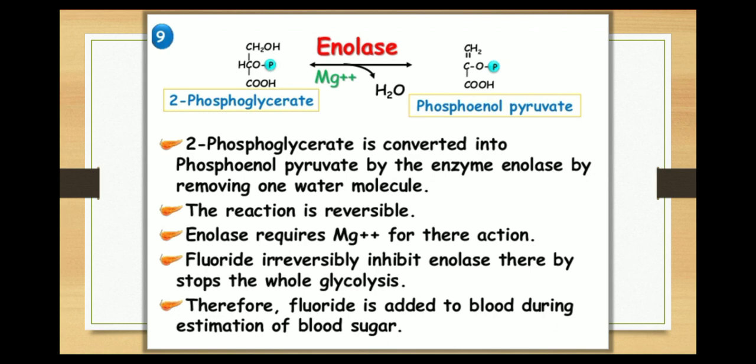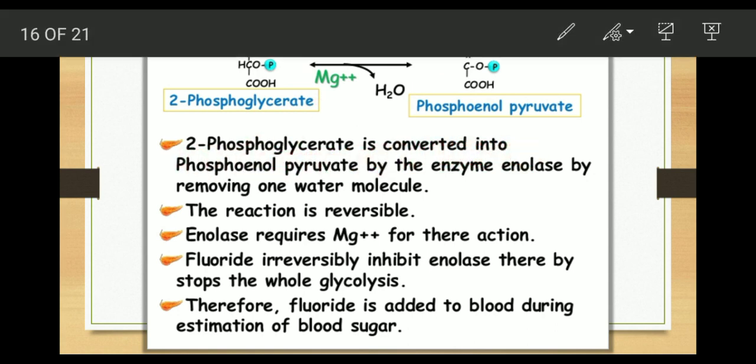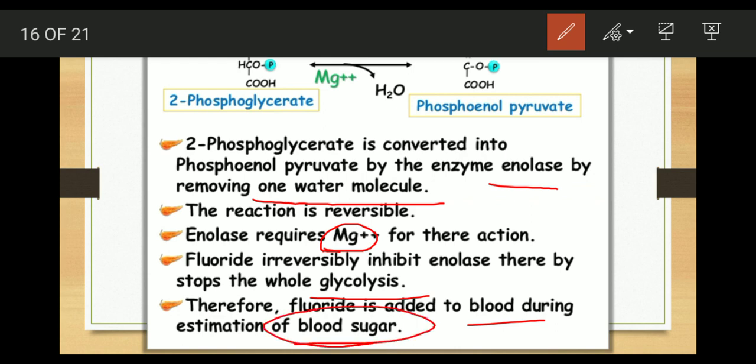Now the ninth step: 2-phosphoglycerate is converted into phosphoenolpyruvate with the help of the enzyme enolase, by removing one water molecule. This is a reversible reaction, and enolase requires magnesium for this reaction, an important term. Fluoride irreversibly inhibits enolase, thereby stopping the whole glycolysis. Therefore, fluoride is added to blood during estimation of blood sugar. This was the concept, guys.